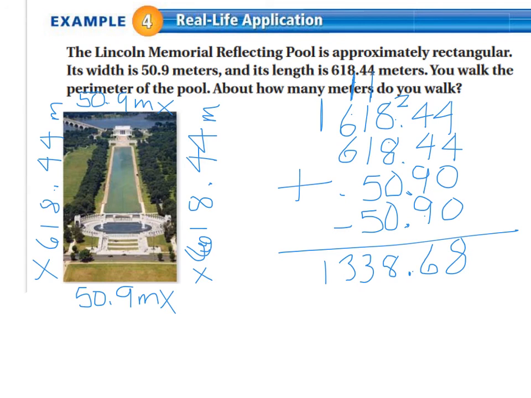The perimeter around is 1,338.68 meters. The question says about, so that means they want me to round it to the nearest whole number. In looking at the fractional part I have here, 0.68, that would be 68 hundredths, which is more than half. 50 would be half, so it's more than half, so I can bump up this number, my ones, to one more. So it is about 1,339 meters.